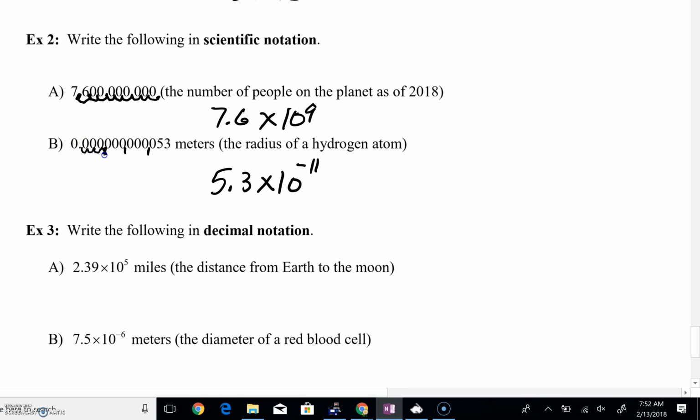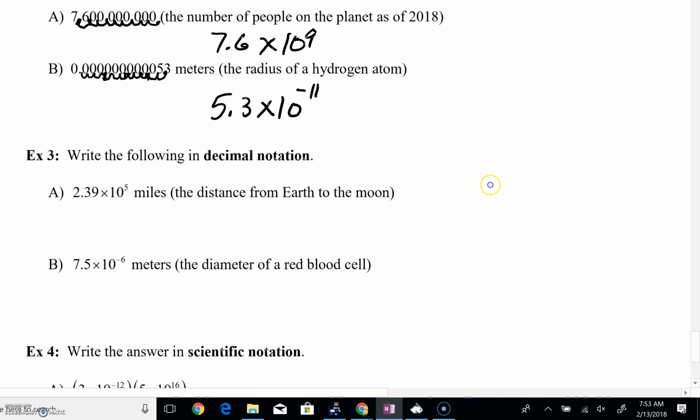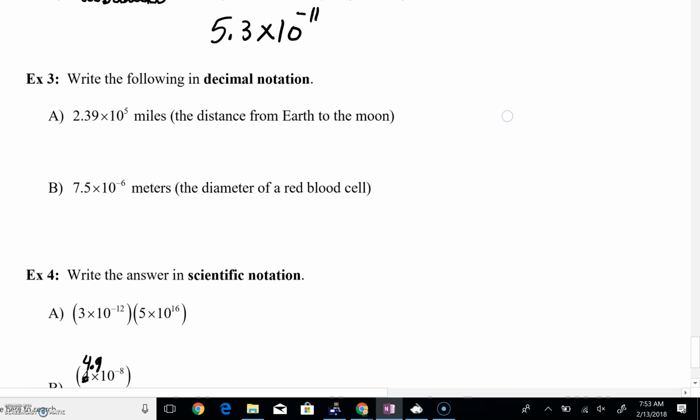1, 2, 3, 4, 5, 6, 7, 8, 9, 10. But then you move it one more to get a number between 1 and 10. So that's where that 5.3 is. The fact that you had to move 11 spaces to the right means that you've got negative 11.